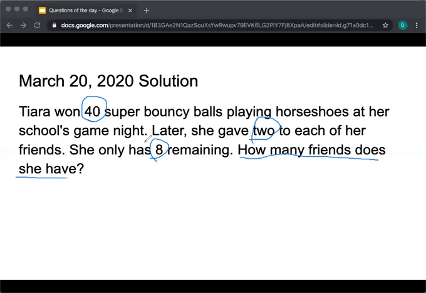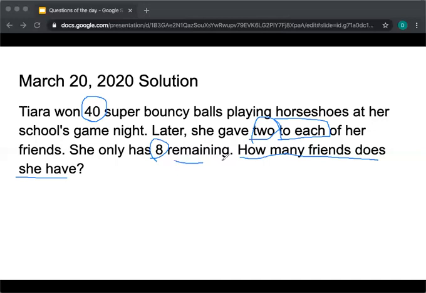So we're not trying to find out how many bouncy balls. We're not trying to find out what night the school's game night was. We're trying to find out the number of friends. So I'm going to put boxes around keywords. So I have "to each," which means that for every friend that she had, 2 bouncy balls are going to them.